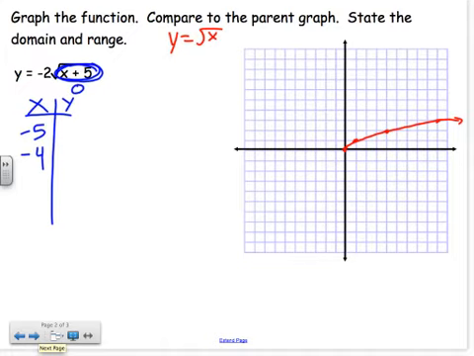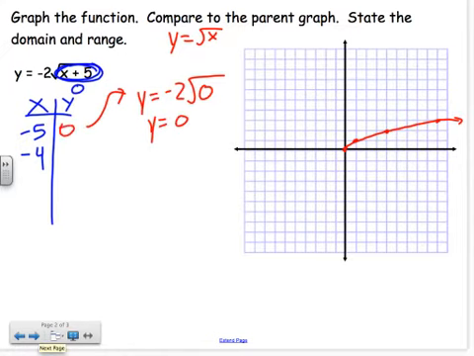Okay, so I plug in -5. I get y equals -2 times the square root of -5 plus 5, which is 0. So that's 0. So -2 times 0 is 0. So -5, 0. There's a different color with this. Okay. Let's do the next one.